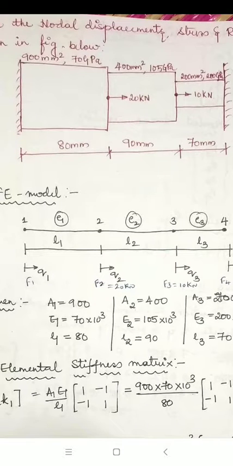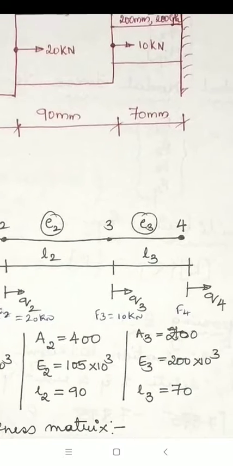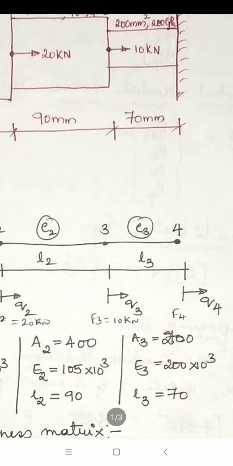Since there is no force acting at the extreme left side, that is at node number 1, we have to take the F1 value as 0. At node 2, a force of 20 kilonewton is acting towards the right side. Here I have assumed the right side direction is positive, so I will take that value as positive, that is F2 is 20 kilonewton. At node 3 a load of 10 kilonewton is acting towards the right side, hence F3 is 10 kilonewton. At the extreme right side no force is acting, so I will take F4 as 0.